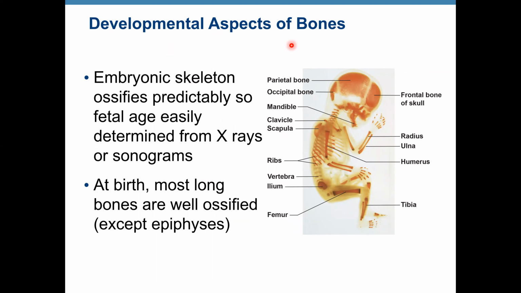Development aspect of bones. The embryonic skeleton ossifies predictably, so fetal age is easily determined from X-ray or sonogram. At birth, most long bones are well ossified, with the exception of the epiphysis. If you see over here, this is the embryo, and you can see these darker bones, they already formed, right, they ossified, but then you see kind of like spaces in between that look like there is nothing here. There is actually cartilage here still that will be ossified later.